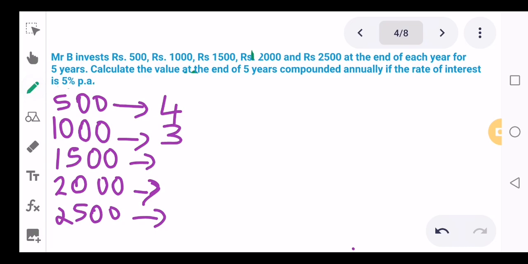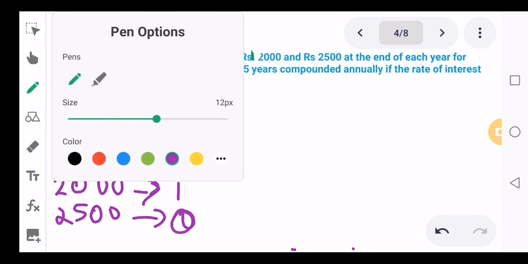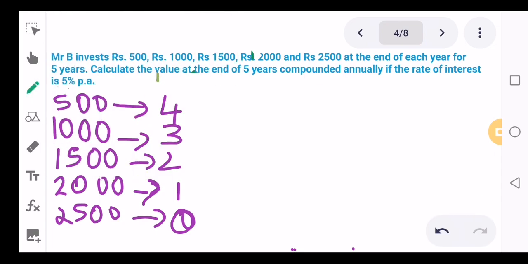Now similarly, for this it will be 2 years, for this it is going to be 1, and for this it's going to be 0. This is the period for which it is being compounded. So this is nothing but n. So whatever calculation we did, this is the n.